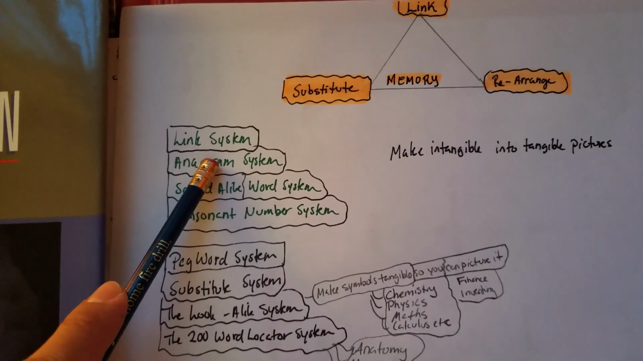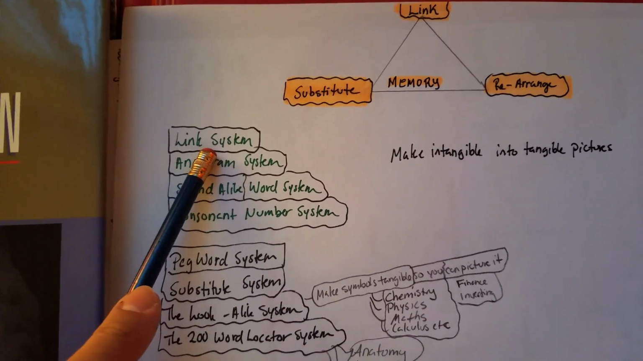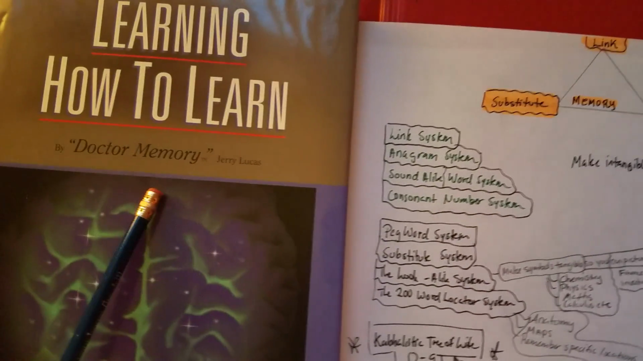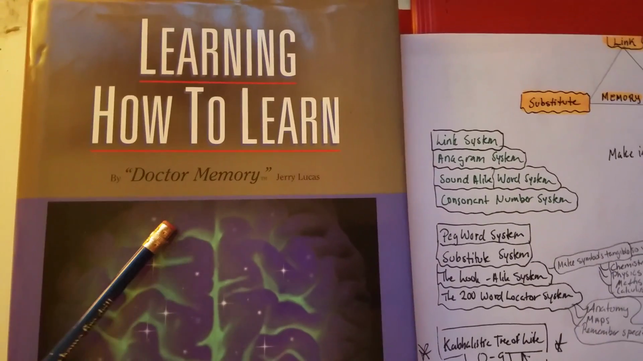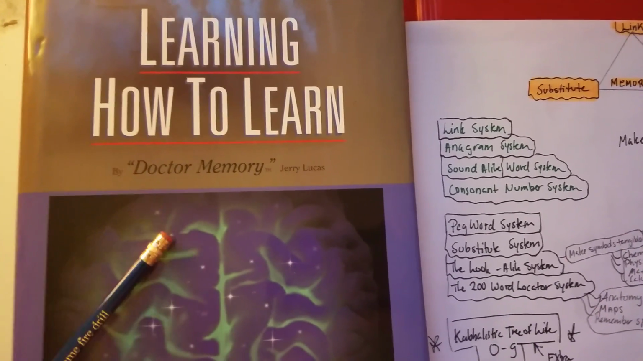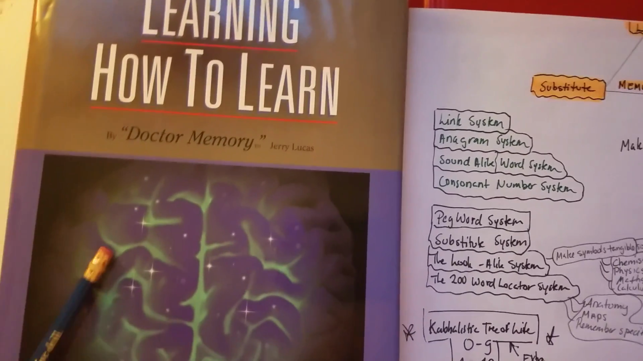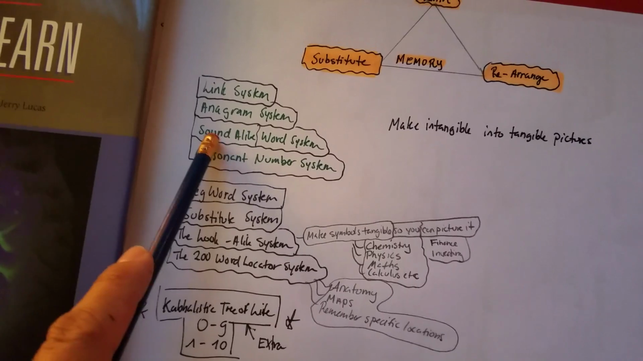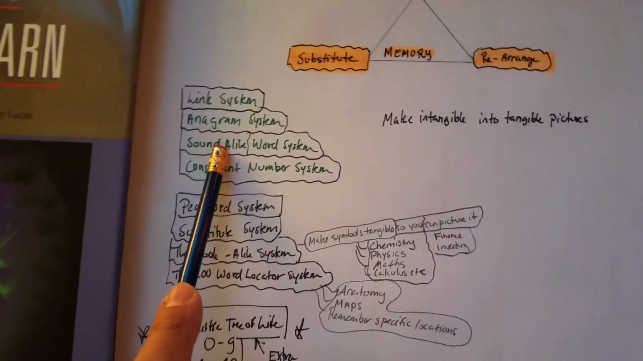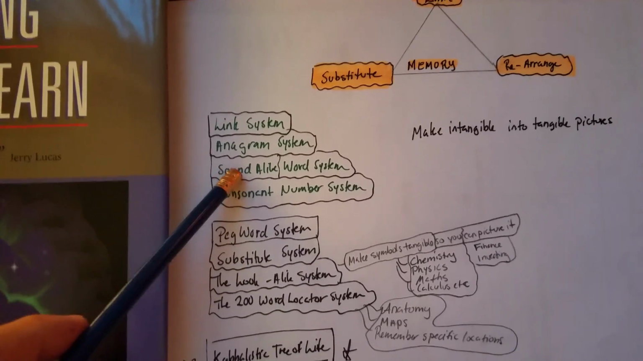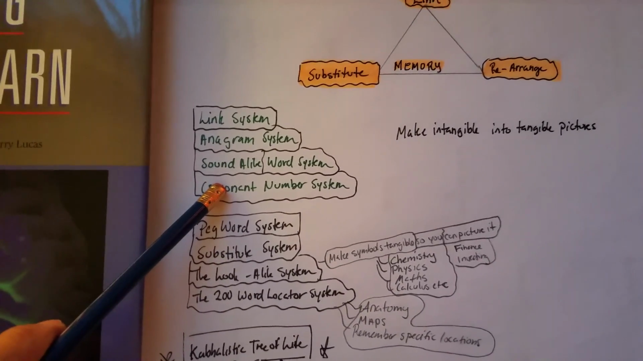All right, so you've got 8 different types or systems. You've got the link system, which has subsystems that we're going to cover in a second. We're not going to get into detail. I'm just going to give you a brief overview of this because there's a lot of tools in here and it just takes some time to work through them. So I won't be able to give you any meat and potatoes today. I'm just going to give you a big picture of it. So we've got the link system, we've got the anagram system, the sound alike word system.